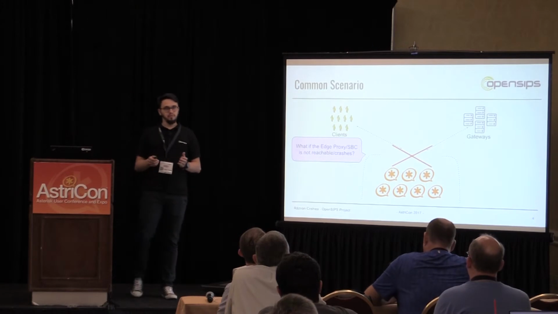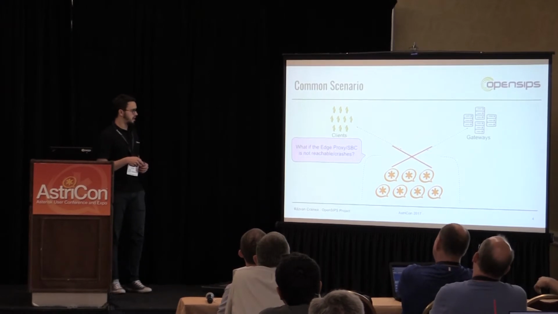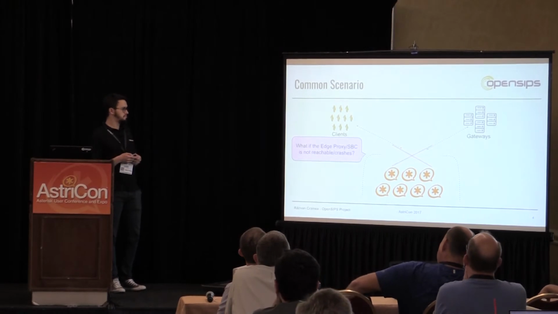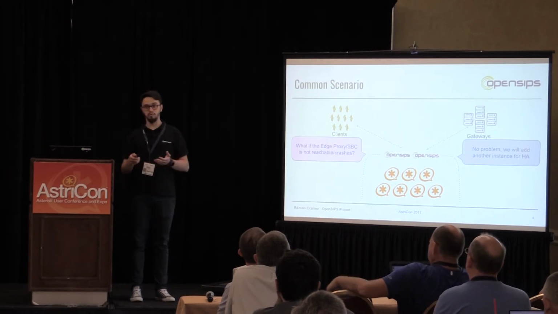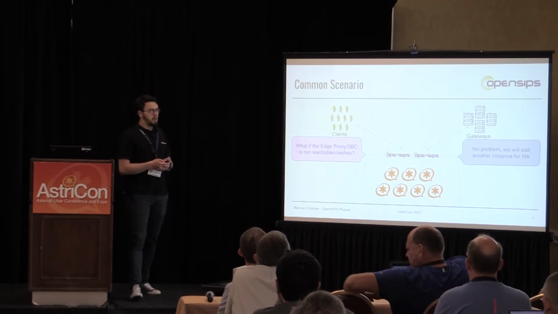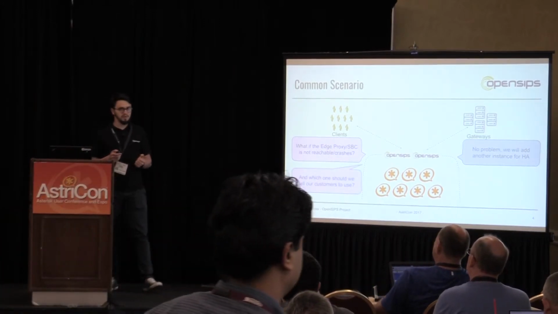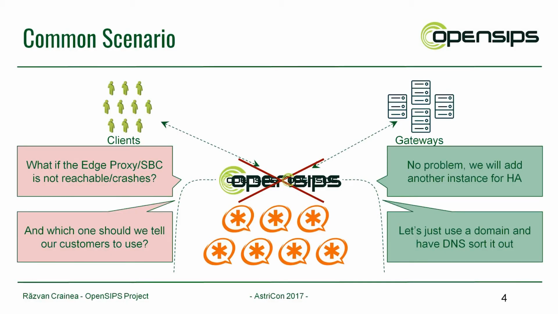However, some of you might have seen crashes, or something happens on this link and OpenSIPS goes away. How do you solve it? How do you sort this out? Well, the solution is simple. You simply put two or more instances and you're set up. If one goes down, then you have the other one. However, it's not that simple, because you would ask yourself, which one do we tell our customers to use? Here we have two instances, therefore we have two IPs. That's where DNS comes in handy.